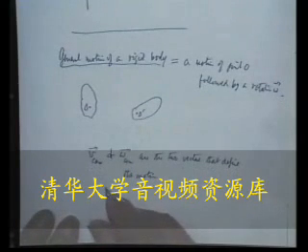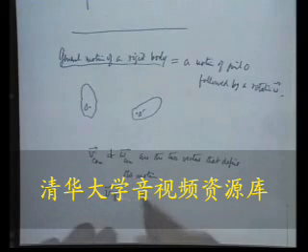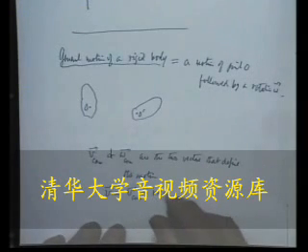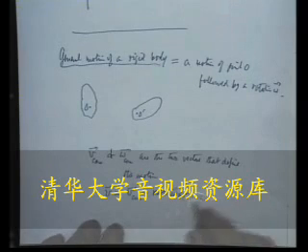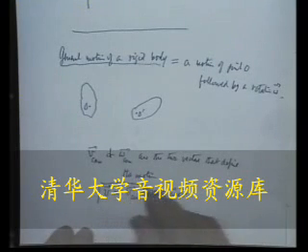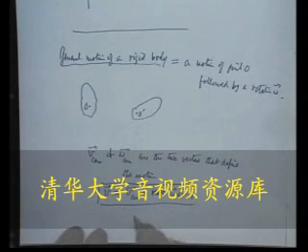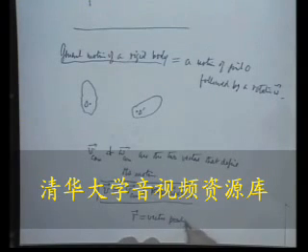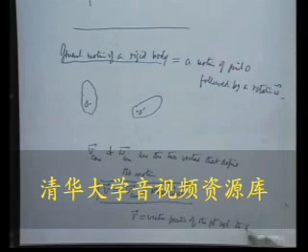And the velocity of any one point is equal to the velocity of the center of mass plus omega cross r. r is the vector position of the point relative to the center of mass.